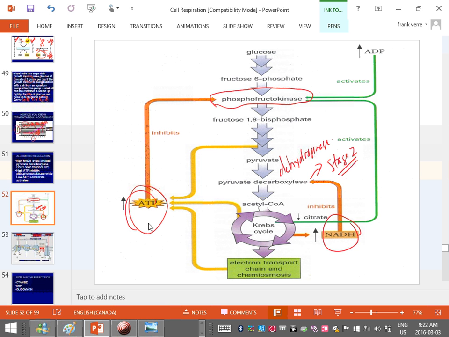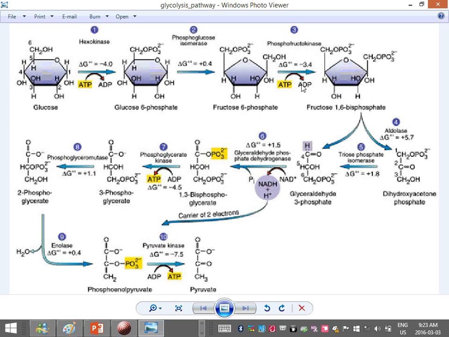If you have a lot of this, that means you have a lot of what? You have a lot of stored what? You already have a lot of stored energy, right? So maybe you might want to take the sugar and do something else with it. Maybe you want to store it. Okay? The other way to look at it is, if I have a lot of ATP, that means I have very little what? ADP. And if I don't have enough of this, then I can't continue. Okay? So it's going to inhibit glycolysis, because I need to run this step, I'm going to need ADP.